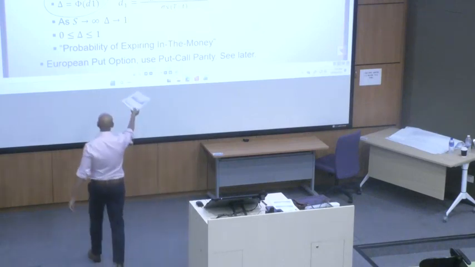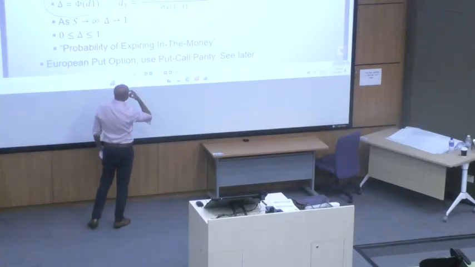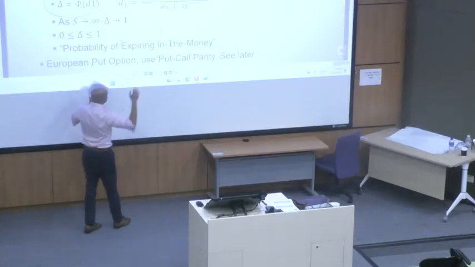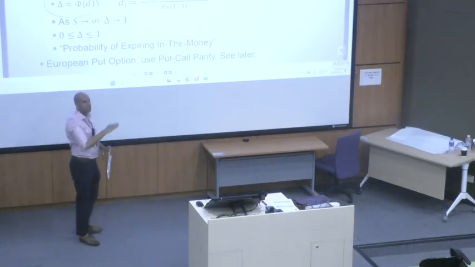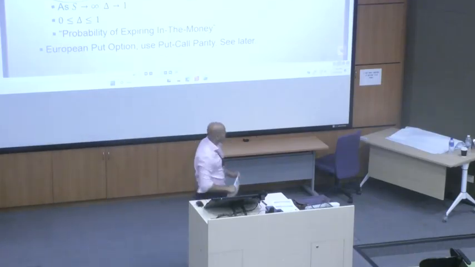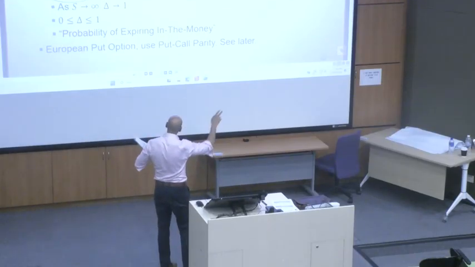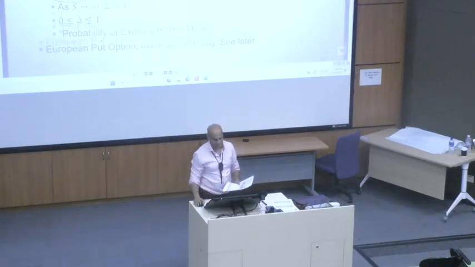It's usually pretty good, good enough for big picture analysis. But if you wanted the real answer, well, you've got that too. It's actually N of d2. But delta being between 0 and 1 in these extreme cases, that's also important. We'll see that in the demo.